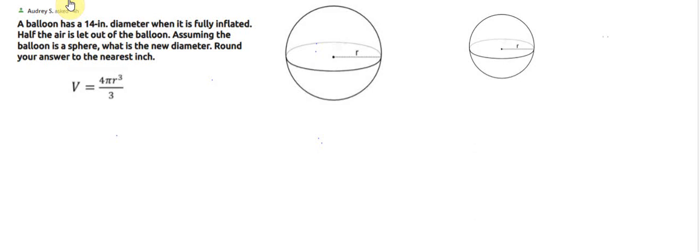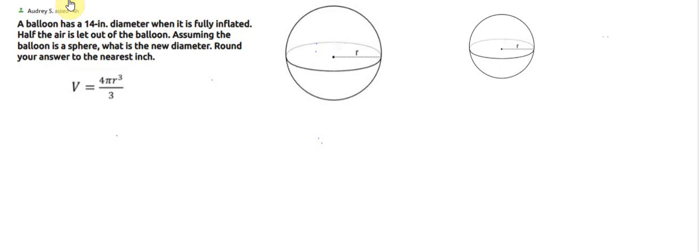And the reason this is the one we're going to use is because we're talking about how much space the air is taking up inside the balloon. The space that something takes up inside of some kind of container is volume, in very elementary terms. So that's why we are dealing with this formula.